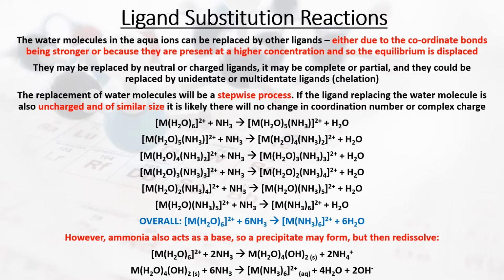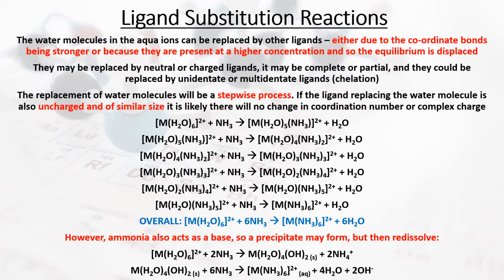Now again, with these stepwise reactions, take care in making sure that you have exactly the right number of atoms and charges balanced. They take a bit of care to write out, but essentially you can go all the way down to the very final equation here, where you have M(H2O)(NH3)5. So you've replaced 5 of the water molecules with NH3. Still a 2+ ion because it's uncharged and a similar size to the water. Add in the final NH3, that kicks off the final water. We started off with a hexaaqua ion. We now have what's called a hexaammine ion here, M(NH3)6 2+.